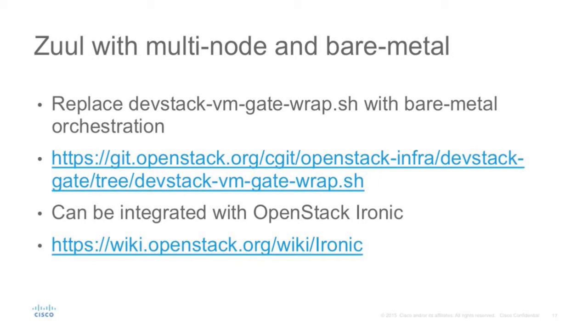And to use bare metal, ZUUL by default creates DevStack. So the first step would be to replace DevStack VM gate with bare metal orchestration, which ZUUL v3 does already. And it can also be integrated with Ironic. So the bare metal orchestration can be done using Ironic, and you can load operating systems onto all the nodes and kind of bootstrap them and then set them for ZUUL. And then ZUUL is going to use those multi-node, multiple VMs to do gating tests.